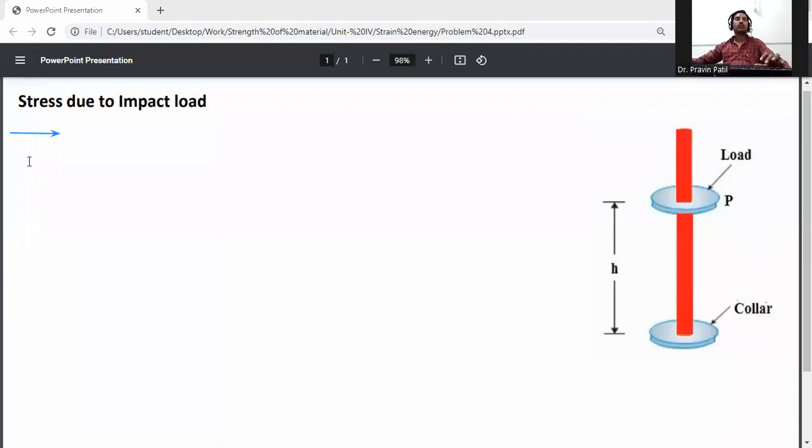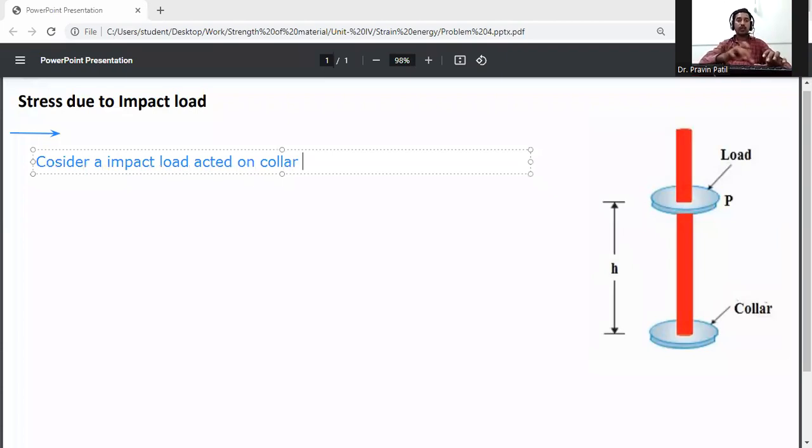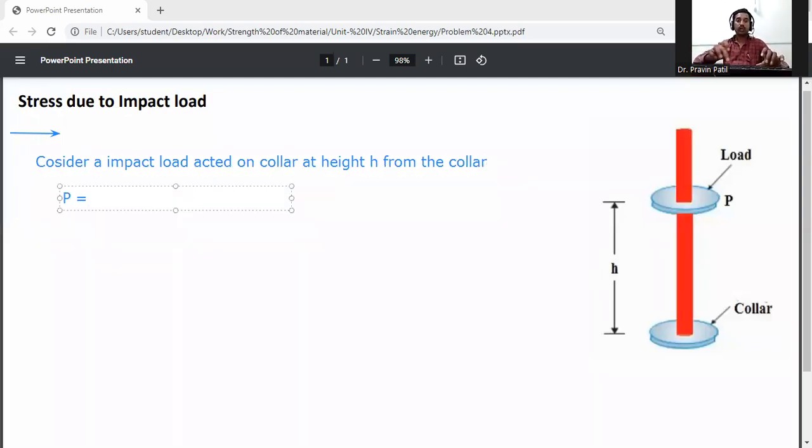So write down first of all. Consider impact load P acted on collar at a height h from the collar. So P is impact load acted on collar.